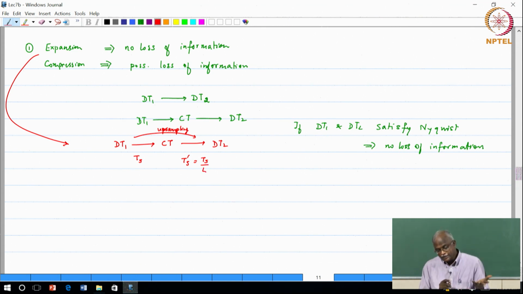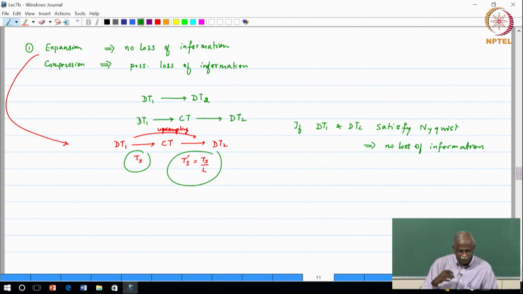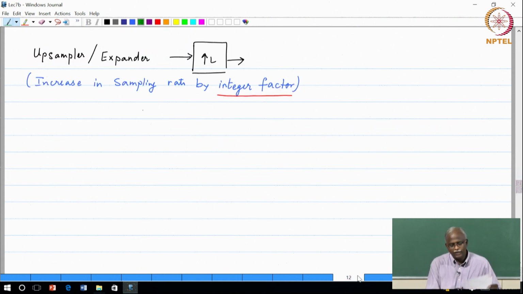Okay, assuming that my original sampling rate did not have any aliasing, then of course the higher sampling rate will not have aliasing, because you are sampling it at a higher rate. So clearly there is no loss of information, because if you could have reconstructed with the original discrete time samples, you will definitely be able to reconstruct with the new samples. So the observation is that expansion guarantees no loss of information. Compression has a potential loss of information. We just need to be careful that we do not run into that situation. Okay.